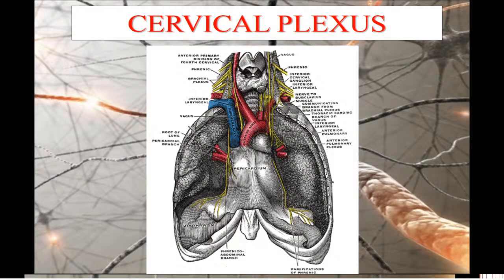If we summarize the region of supply for the phrenic nerve, sensory fibers of the phrenic nerve supply the serous tunics: the pleura, the pericardium, and the peritoneum in the right upper side of the abdominal cavity. Motor fibers of the phrenic nerve supply the diaphragm. That's why it has the name phrenic nerve.